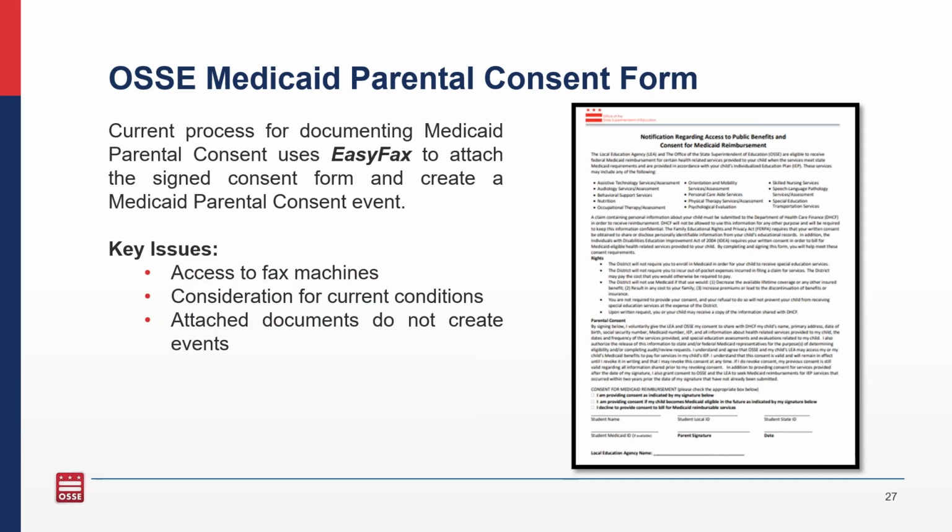So we know that there have been issues in the past with people having access to fax machines during this time of COVID. Just talking a little bit about the current process: right now, everybody's current process for adding or documenting Medicaid parental consent is to use the Easy Fax process, the fax machine, to actually fax in your document. We realize that access to fax machines has been an issue, and we want to definitely consider those current situations. So what we've done is we have worked with the vendor to create a workaround for the Medicaid parental consent form. Next slide.